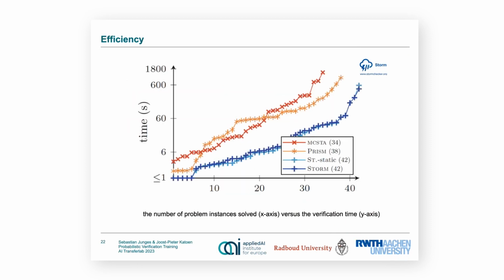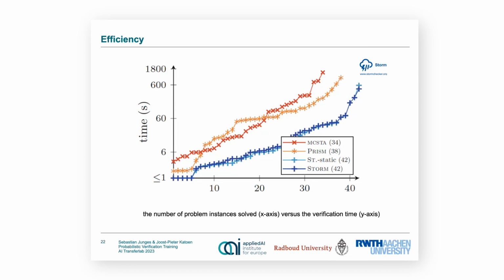Good, and here you see another plot that shows something for a tool competition, the most recent one. On the x-axis, you see the number of problem instances that can be solved. On the y-axis, you see again the runtime in seconds in log scale. So this is a so-called quantile plot. It means the lower the curve, the better, because you can solve more problems in lower time.